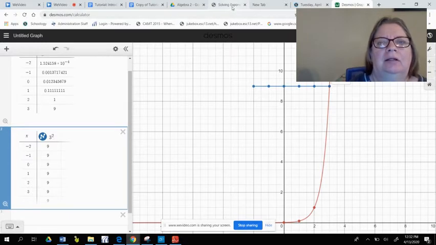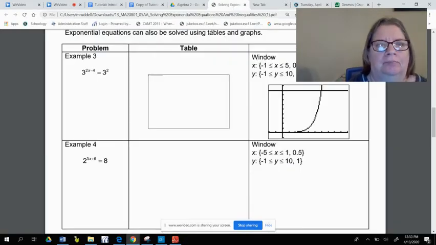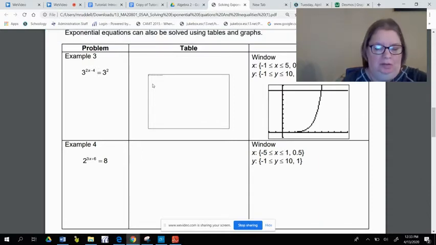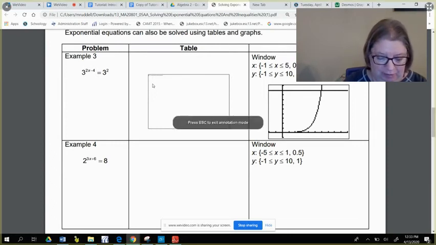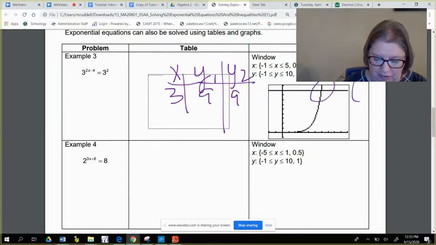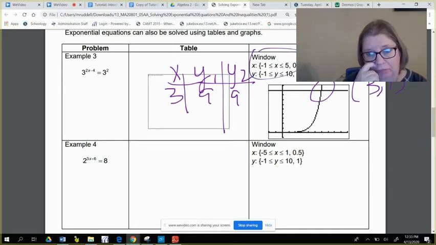Okay, let's look back at your paper. So for this one, if you're able to look at the table, and if you're not, that's okay, but I wanted you to see it anyway. Where x is 3, both of the y's were 9. Here, this point where they intersect is 3, 9. This is just window settings they use for the calculator, and on Desmos, you don't have to worry about that.